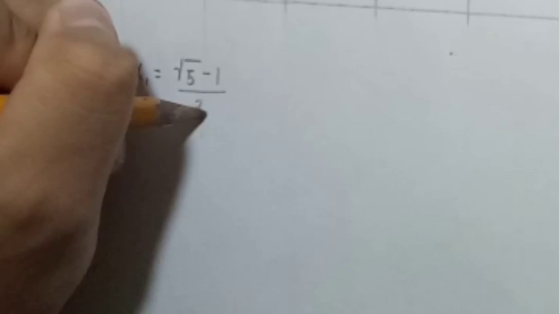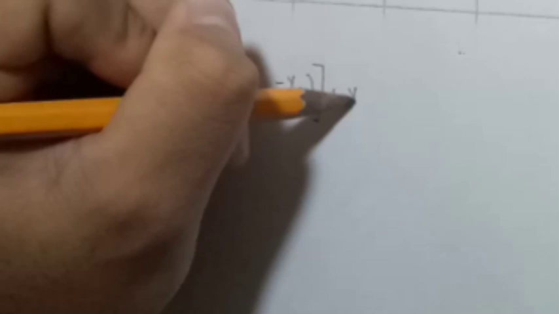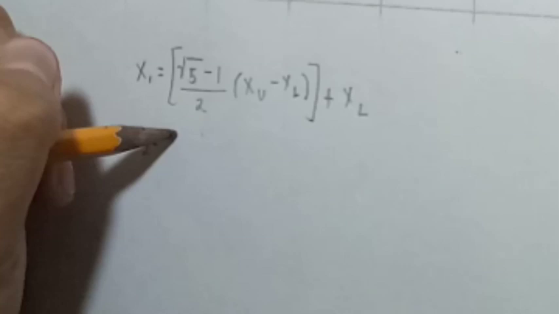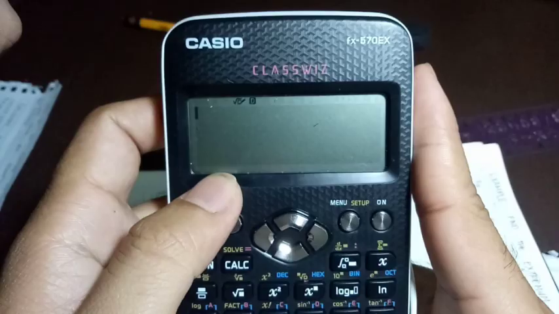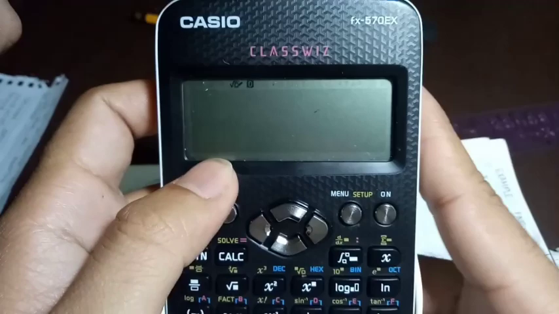We have formula to get x sub 1 and x sub 2. For x sub 1, we have square root of 5 minus 1 all over 2 multiplied by x upper minus x lower plus x lower. And for x sub 2, we have x lower plus x upper minus x sub 1. For our example, we use a trigonometric function, so we need to set our calculator to radian.